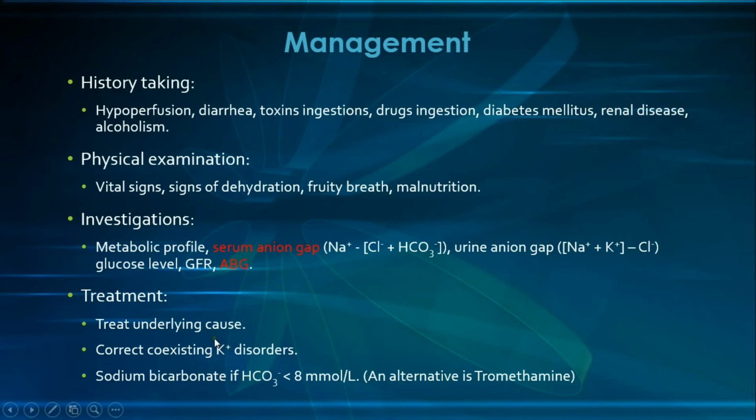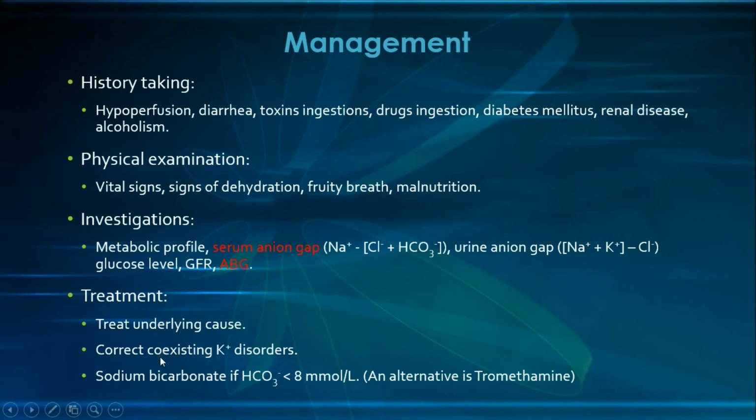So if the patient has an underlying DKA, we give insulin. If the patient has hypoperfusion, which is the type A lactic acidosis, we reperfuse the patient either by fluids or pressors, depending on the underlying cause. If the patient has methanol or ethylene glycol poisoning, then we will best go for dialysis, and so forth.